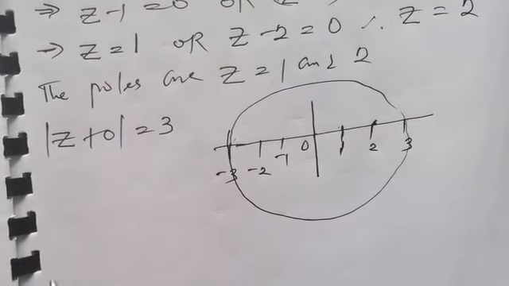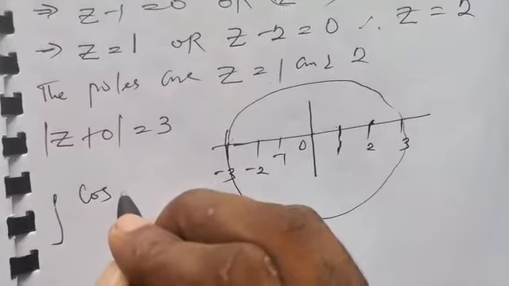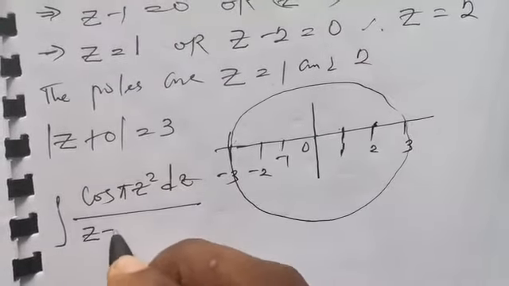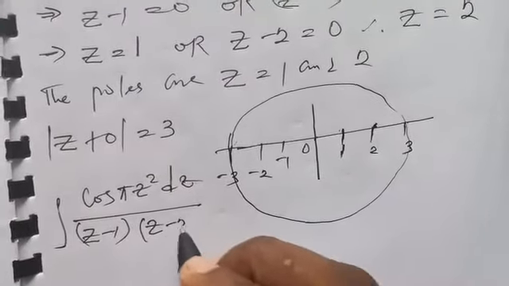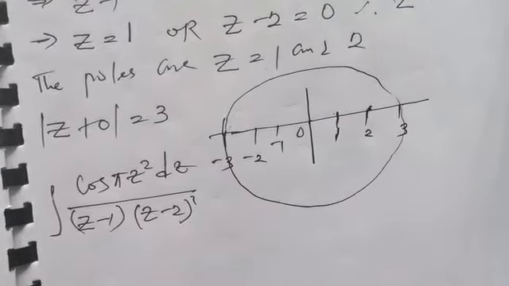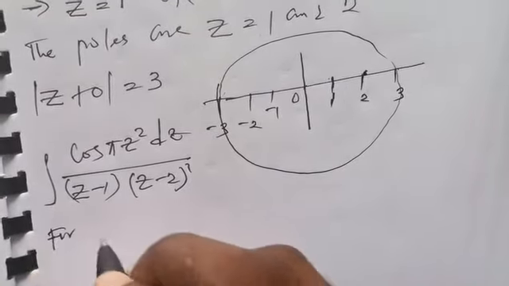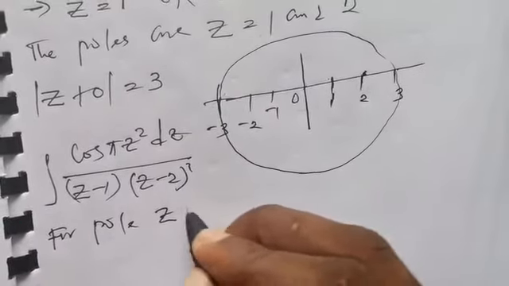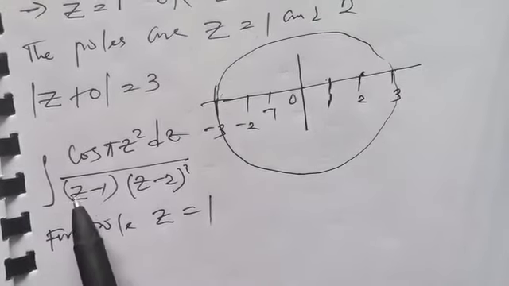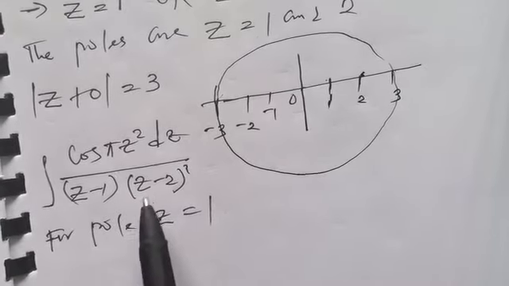Okay, so let's pull out the integral once more. We have the integral of cos(pi z squared) dz all over (z minus 1) times (z minus 2) all squared. Now, you want to solve for this function, so you consider the first pole, for pole z equals 1. So you look at this integral. If I put in 1 in place of z here, I'm going to have 1 minus 1, which makes everything at the denominator 0.